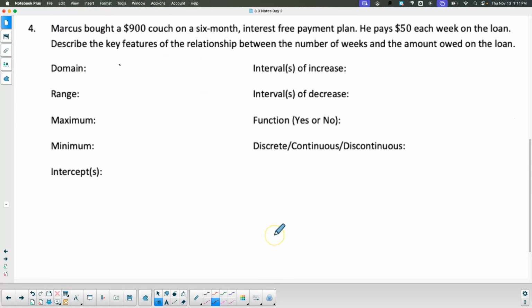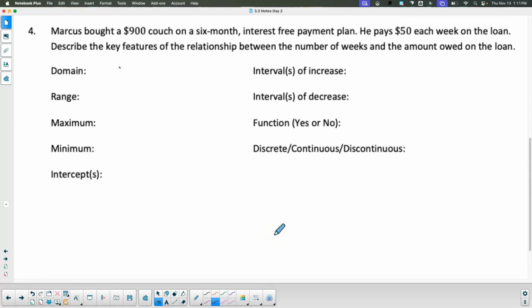Number 4. Marcus bought a $900 couch on a 6-month interest-free payment plan. He pays $50 each week on the loan. Describe the key features of the relationship between the number of weeks and the amount owed on the loan. Okay, let's just come up with a quick little sketch of this scenario. This would be money owed, and this would be weeks.